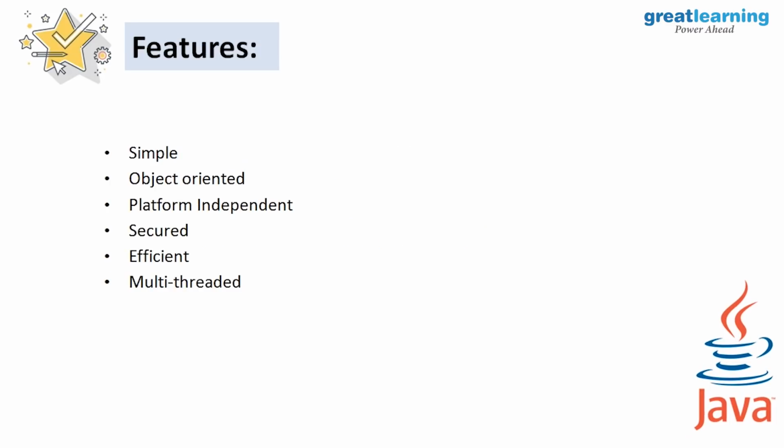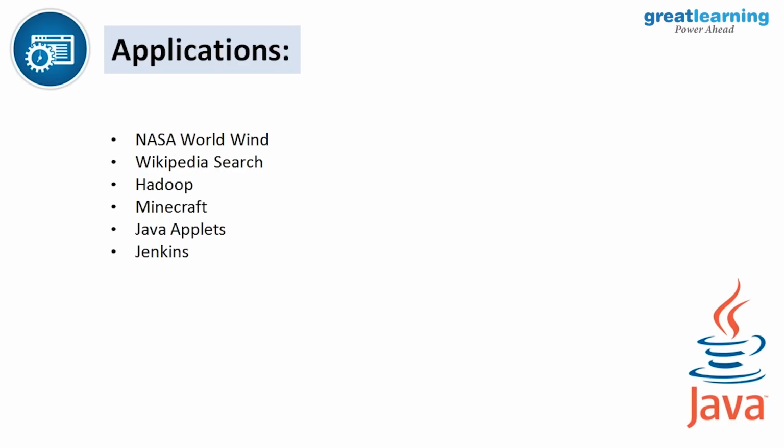If we talk about features of Java, it is a very simple, object-oriented, and platform-independent language. It is very secure, efficient, and a multi-threaded programming language. If we talk about applications, we can use Java for desktop graphical user interface applications like Swing and JavaFX. It is highly secure, so we can create web-based applications for health, social, security, and education. It is also used in NASA, Wikipedia search, Hadoop, and games like Minecraft. Scientific calculations and mathematical operations and low-maintenance applications can also be created with the help of Java. For example, we have MATLAB.